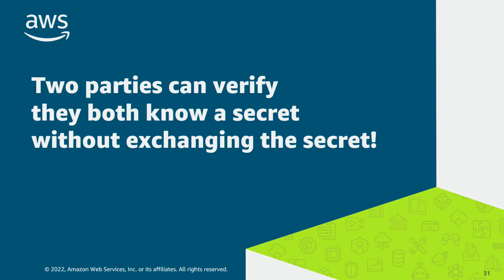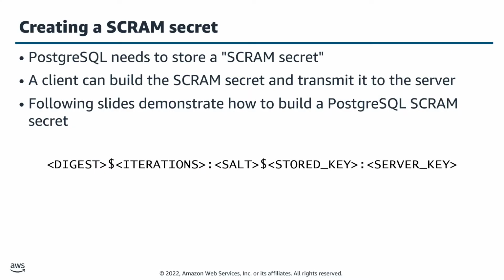SCRAM is going to use a bunch of different cryptographic proof methods to let 2 parties verify that each other knows the secret. It's almost like telepathy, but in the world of computers, because we don't have quantum teleportation yet, we do need to exchange some data. So there are 2 things we need to build up here. The first is we actually need to build up something called a SCRAM secret, so that Postgres can do SCRAM authentication with the client. Then we can talk about the verification process.